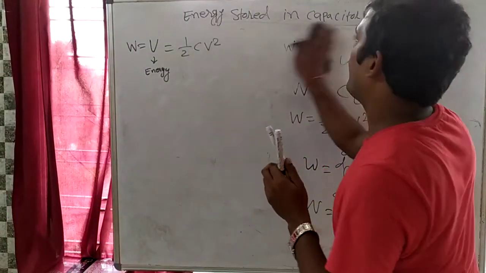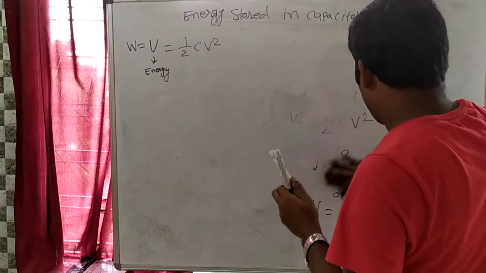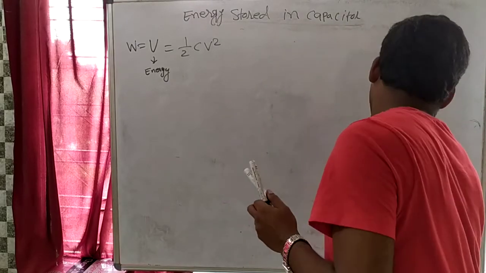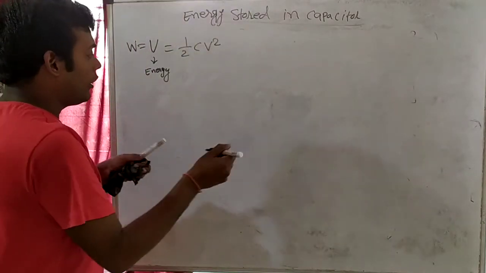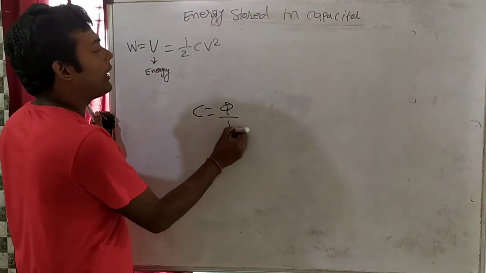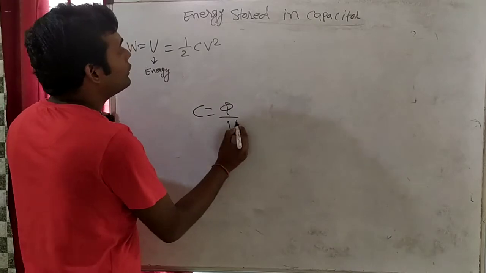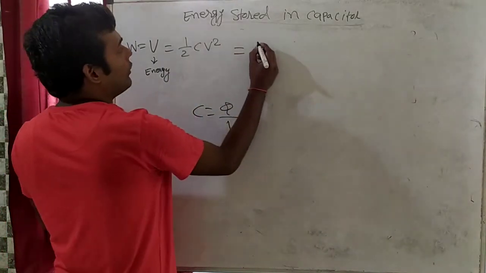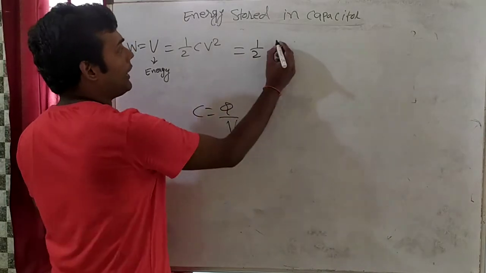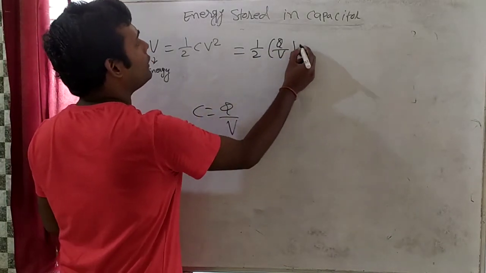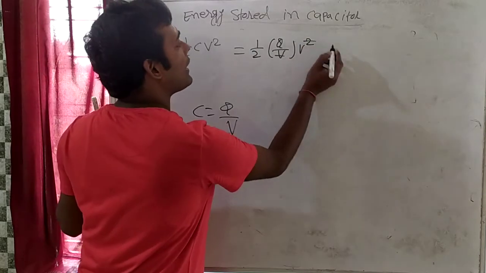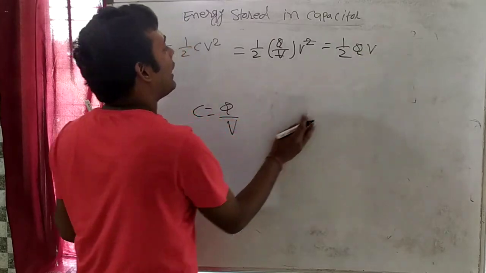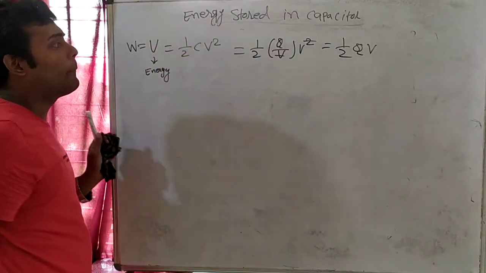Other form means, we all know Q is equal to cv. What is the capacitance of a capacitor? We all know this formula: capacitance of a capacitor is Q by V. So if on the place of C I add Q by V, I can write Q by V into V square. So this V will cancel this V. What will remain? Half QV. That means another formula of energy will be half QV.